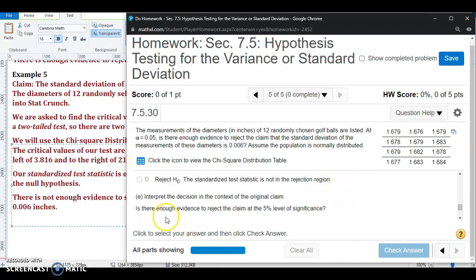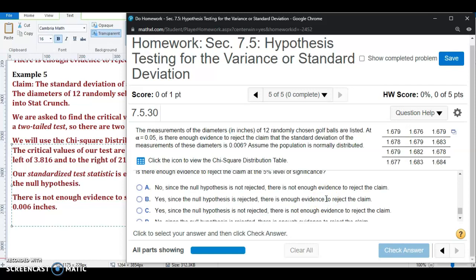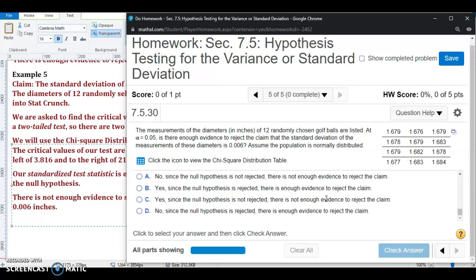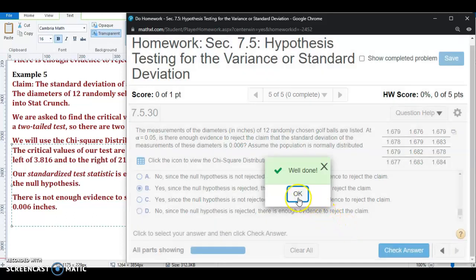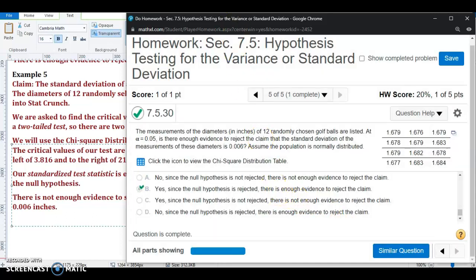So the question is, is there enough evidence to reject the claim at the 5% level of significance? And the answer is yes. Since the null hypothesis is rejected, there's enough evidence to reject the claim. So it looks like answer choice B, but read this carefully on your own. We've correctly completed question 5.